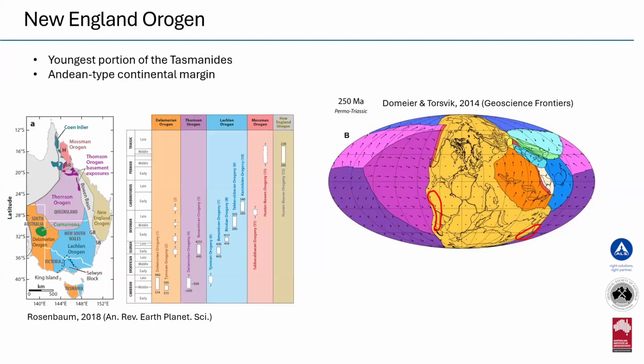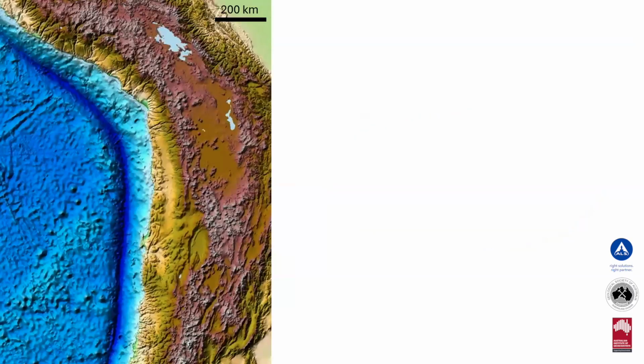It experienced periods of orogeny, the so-called Hunter-Bowen orogeny in the Permo-Triassic. You can see it here in the context of all the different orogenies in the Tasmanides, the youngest phases of contractional deformation. So it seems to be the right environment, an Andean type environment, for the development of major ore deposits.